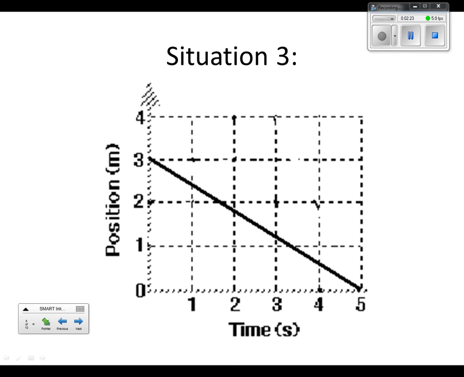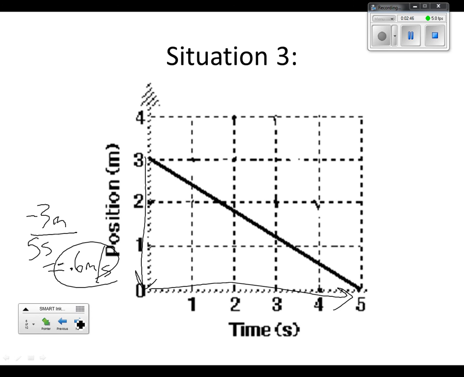More of the same. Now this one just has a negative slope, which means negative velocity. You're going in the negative direction. So again, this time it's going down 3, which is -3 meters in 5 seconds. So that's 0.6 meters per second here, -0.6.